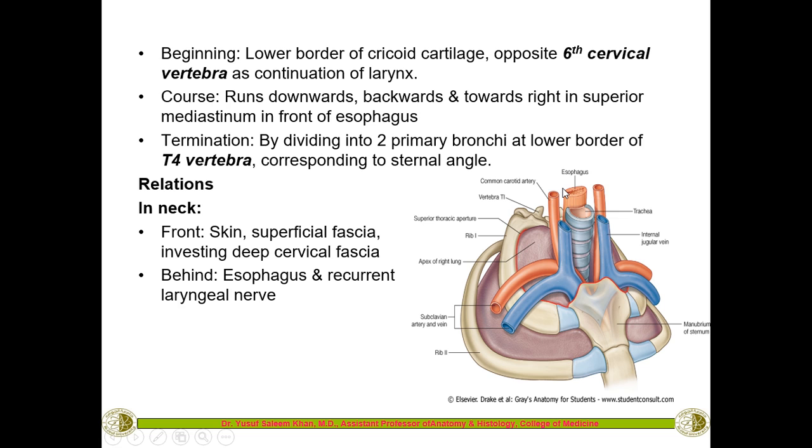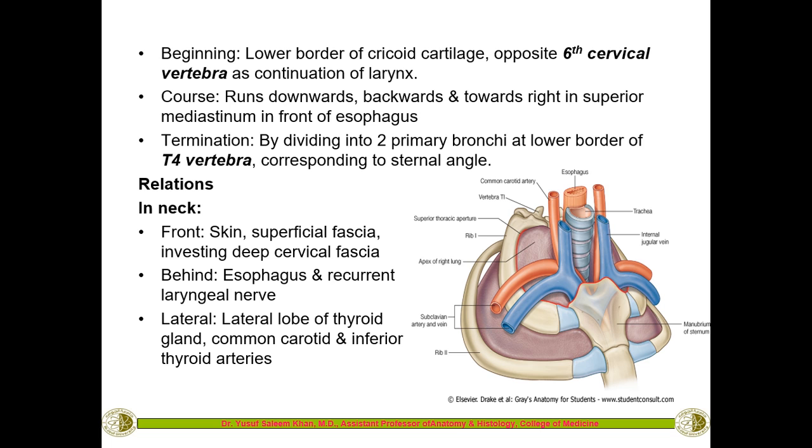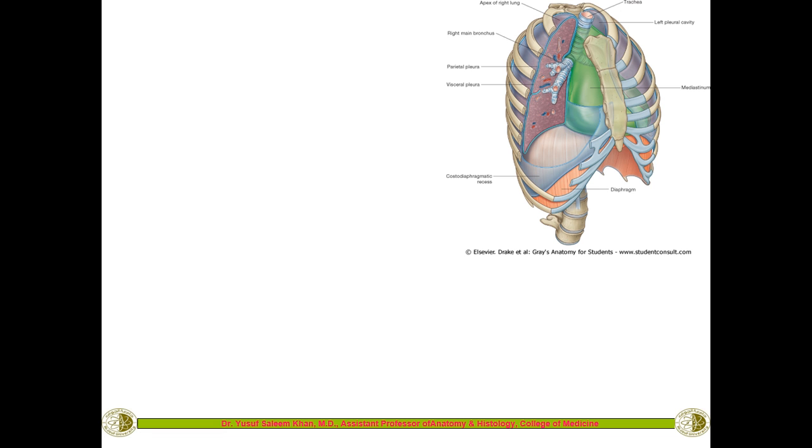You can see here, this is the esophagus and the recurrent laryngeal nerve, which is supplying, as you have seen, the larynx. Laterally, we have the lateral lobe of the thyroid gland on either side in the neck, as well as the common carotid artery. You can see here, these are the common carotid arteries on either side, as well as the inferior thyroid arteries will be there. Those will be the branches here. So those will be the lateral relations.